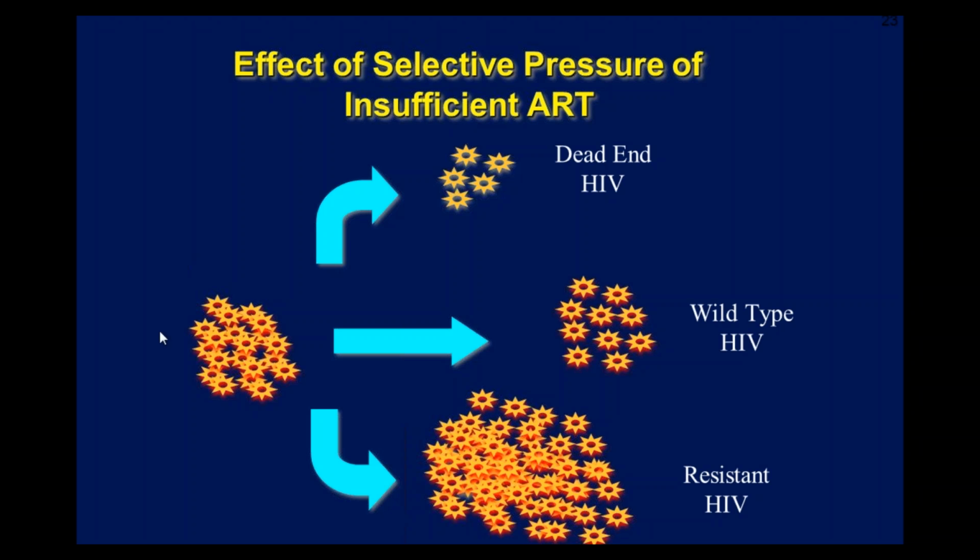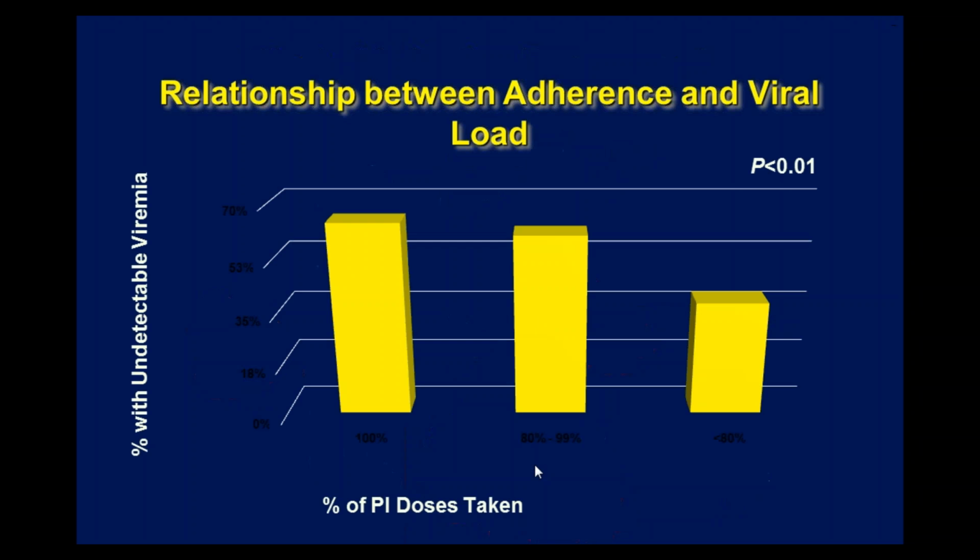So we saw this slide before, and here you have your wild-type virus, except now you've got them on a drug. But you got them on a drug that's not sufficient to completely suppress viral replication. So what happens? Suddenly, most of your virus now becomes resistant HIV because it's under the selective pressure. You have very little wild-type virus, and you do have that dead-end virus that's still there. And so this grows and grows, and then you continue to get CD4 count drops, and that's what we would call a virologic failure.